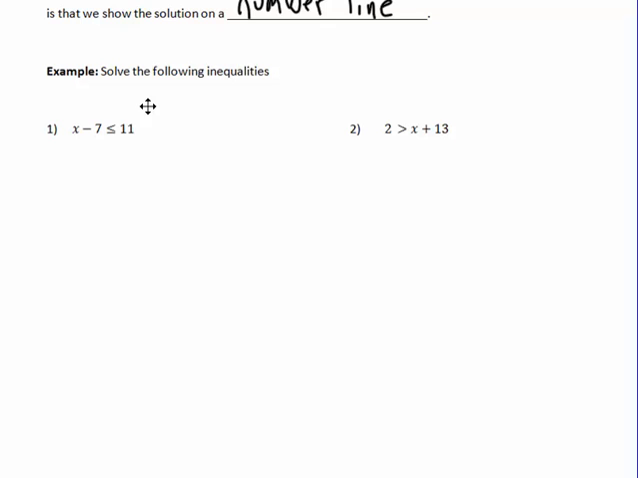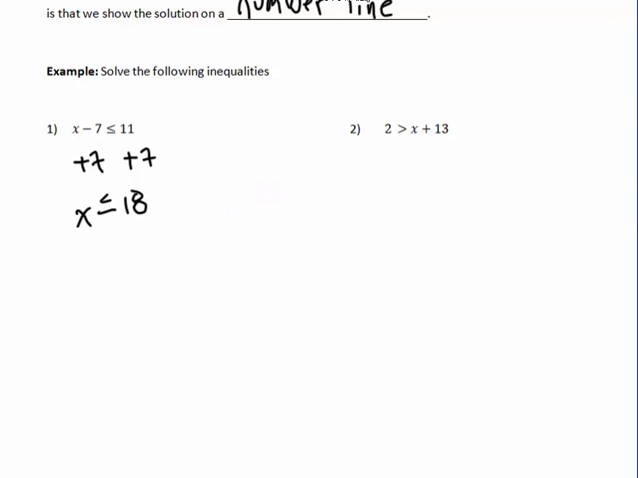All right, so here we want to solve these following inequalities. So x minus 7 is less than or equal to 11. So let me read that again. X minus 7 is less than or equal to 11. Now, what I really want to focus on is the x minus 7. What do I need to do to both sides to get x by itself? I need to add 7. So I'm going to add 7 to both sides. Plus 7. And now I can see that x is less than or equal to 18.